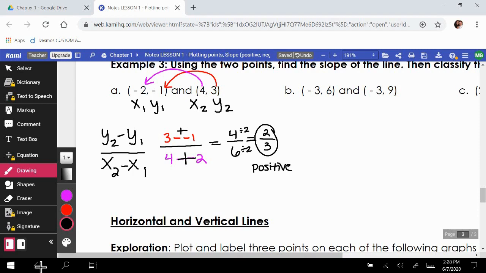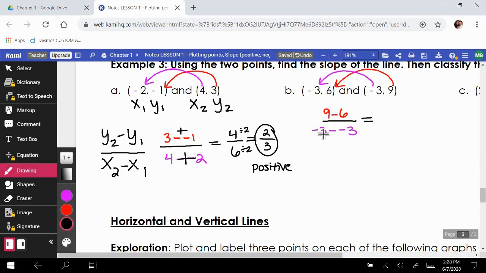Okay, repeat the same process. Here for the next one, I do y2 minus y1. That's going to be 9 minus 6 over x2 minus x1. x2 minus x1, we'd have negative 3 minus a negative 3.